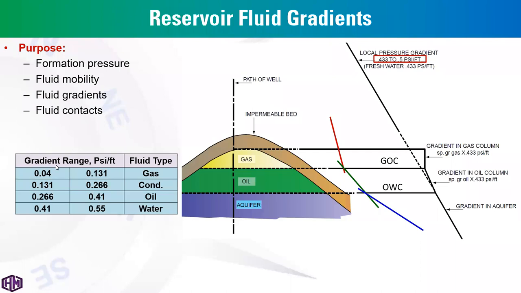This is the typical gradient range for different reservoir fluids, from gas to water. Water gradient actually starts from 0.41 psi per foot up to 0.55 psi per foot, and the lowest gradient is typically for dry gas reservoirs.